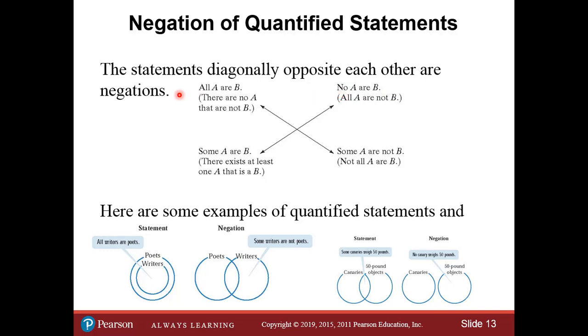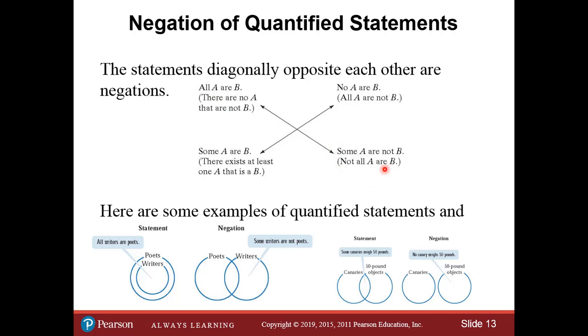So if I say all dogs are animals, and I want to negate that, then the negation would be that some dogs are not animals. All dogs are animals. Some dogs are not animals. In other words, what do I need to do to make this false? If I say all A are B, and I want to make that false, I just have to find one A that is not a B.